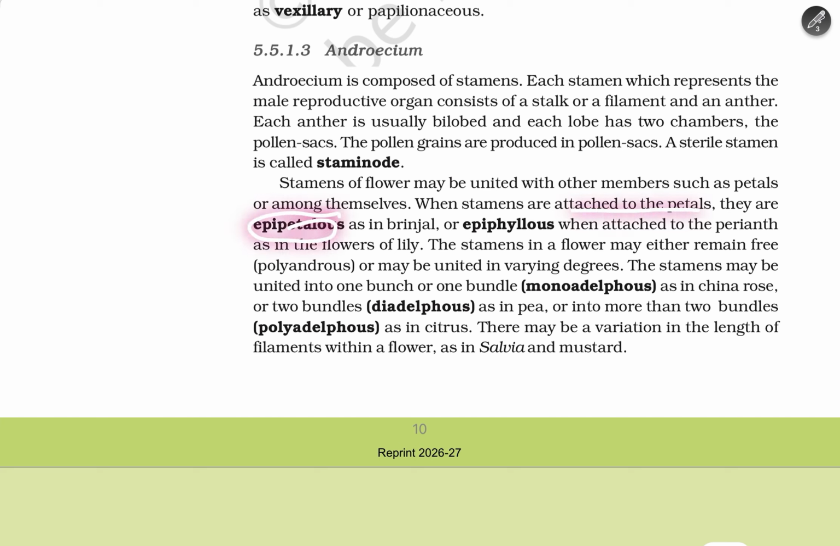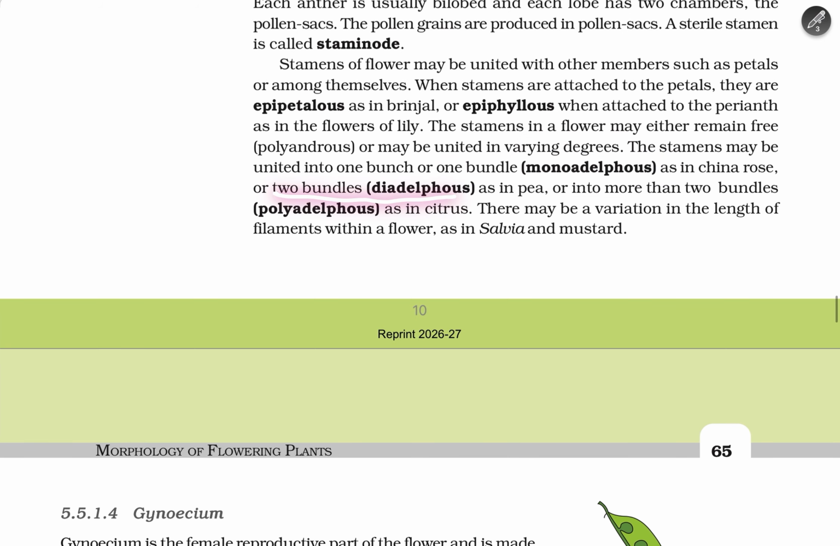They are said to be epipetalous, as in brinjal, and epiphyllous when attached to the perianth, as in the flowers of lily. The stamens in a flower may either remain free, polyandrous, or may be united in varying degrees. The stamens may be united into one bunch or bundle, which is monadelphous, as in China rose, or 2 bundles, that is diadelphous, as in pea, or into more than 2 bundles, polyadelphous, as in citrus.